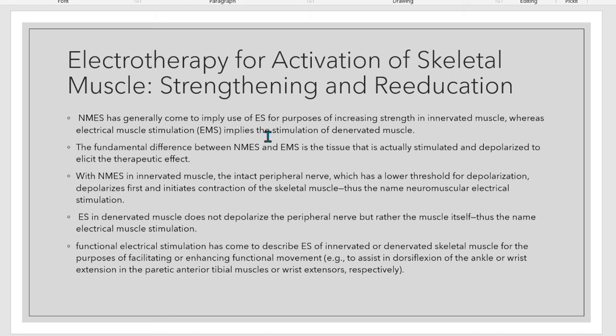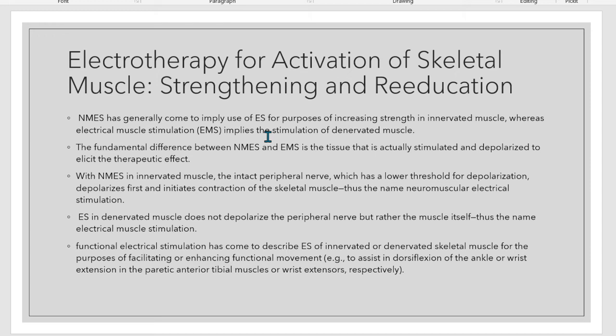So, electrotherapy for activation of skeletal muscle, strengthening and re-education. In it has generally come to imply use of ES for purposes of increasing strength in innervated muscle, whereas electrical muscle stimulation implies stimulation of the innervated muscles.